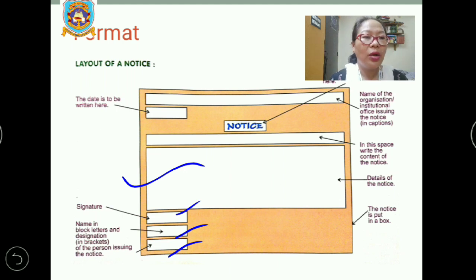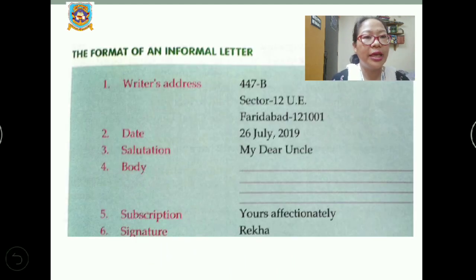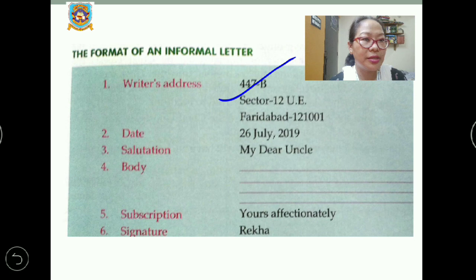Now children, we will do a little revision of letter writing. Here is the format of informal letter writing. The first thing we write is the writer's address, that means whosoever is writing, his or her address will be written. Next comes the date on which the letter is written. Next comes the salutation, that means the greetings. Here we write the body, the message we want to write.